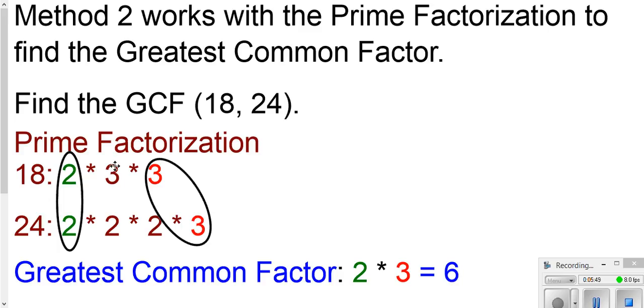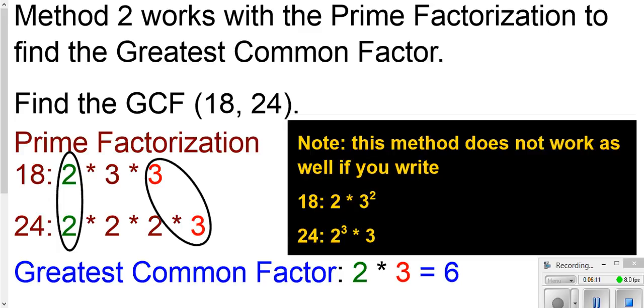Now, I'm not concerned about those numbers that aren't in common. We have a second 3 in the 18, but there's no second 3 down in 24. We also have a second and a third 2 in 24, but there is no second or third 2 in 18, so that's why I'm not concerned about those. I'm only concerned about those that show up in both lists.